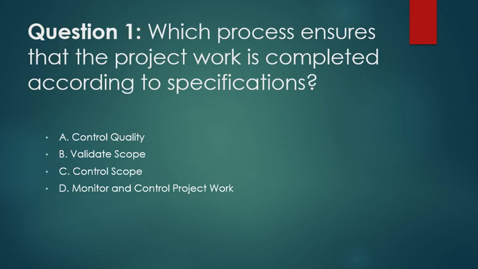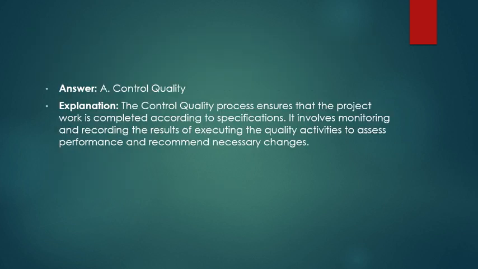Question 1. Which process ensures that project work is completed according to specifications? Control quality, validate scope, control scope, monitor and control project work. Answer is control quality. The control quality process ensures that the project work is completed according to specifications. It involves monitoring and recording the results of executing the quality activities to assess performance and recommend necessary changes.